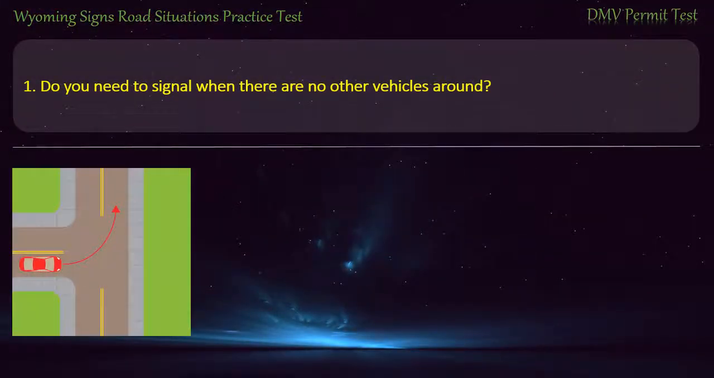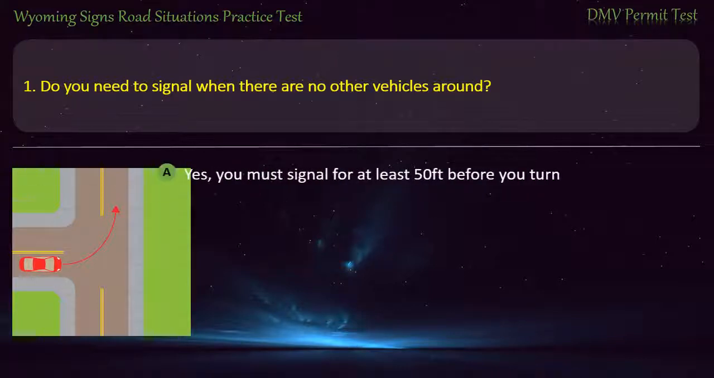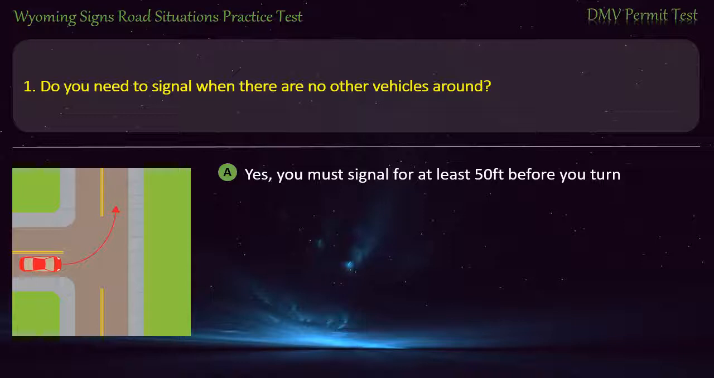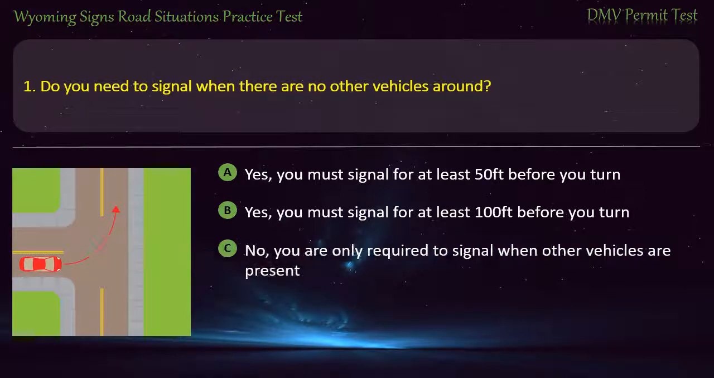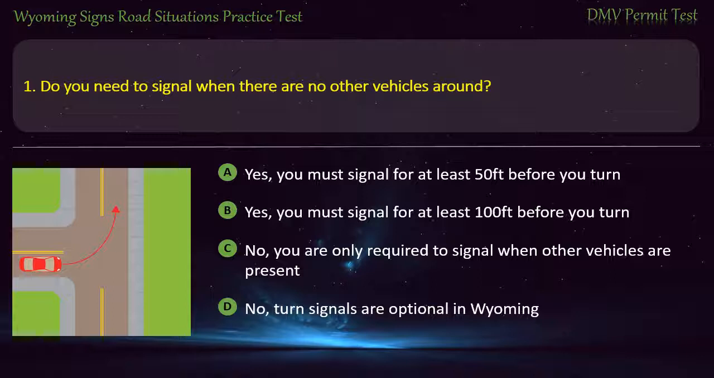Question 1. Do you need to signal when there are no other vehicles around? Yes, you must signal for at least 50 feet before you turn. Yes, you must signal for at least 100 feet before you turn. No, you are only required to signal when other vehicles are present. No, turn signals are optional in Wyoming. Answer. Yes, you must signal for at least 100 feet before you turn.